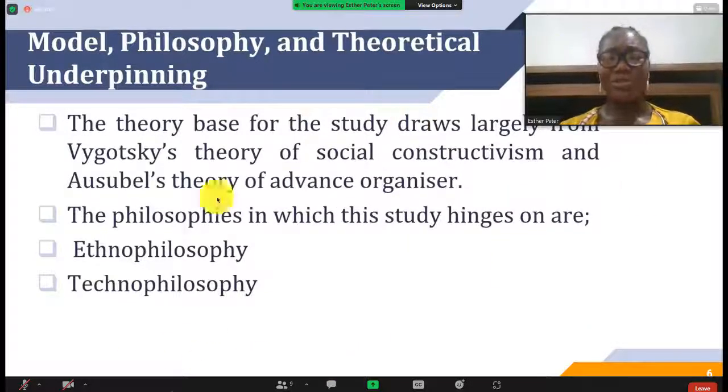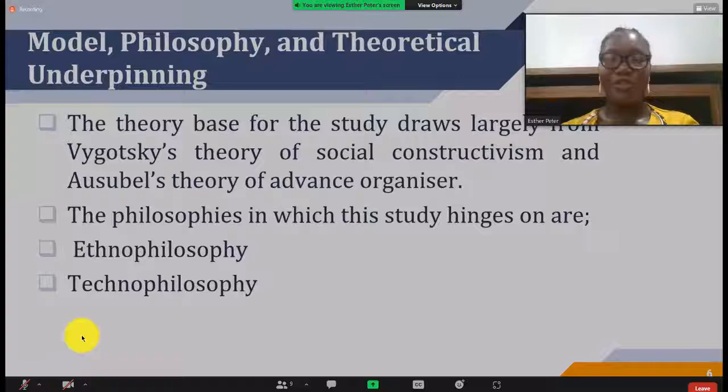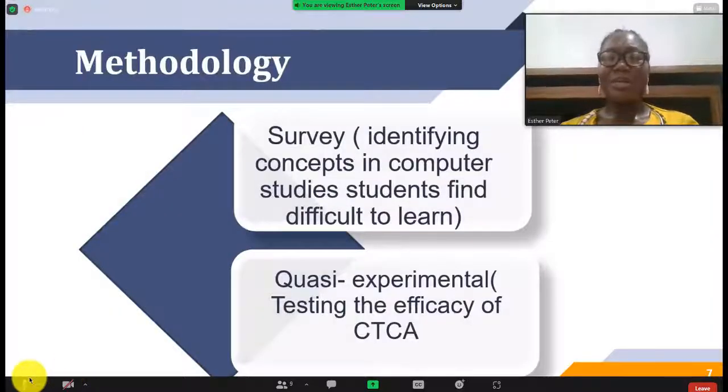The study is based on the theory of social constructivism and Ausubel's theory of advance organizer, and the philosophies which the study hints on are ethnophilosophy and technophilosophy. The study was conducted in 2 phases.